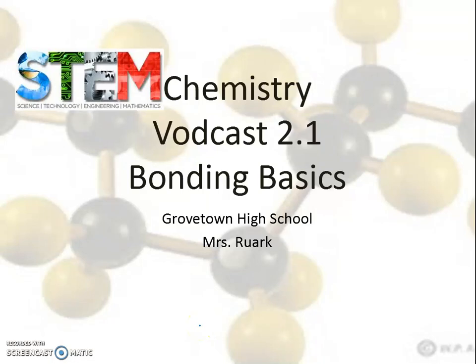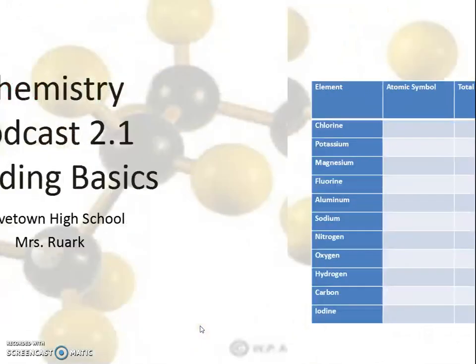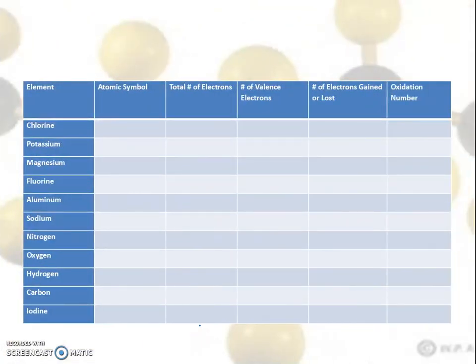This is Ms. Ruark. This is Vodcast 2.1, where we're going to start looking at how atoms bond and why they bond. And in order to figure that out, we need to get into some basics on bonding. So, looking at this table right here, I'm only going to go through a couple of these with you. You should be able to do the rest of them on your own, but you need your periodic table in front of you.